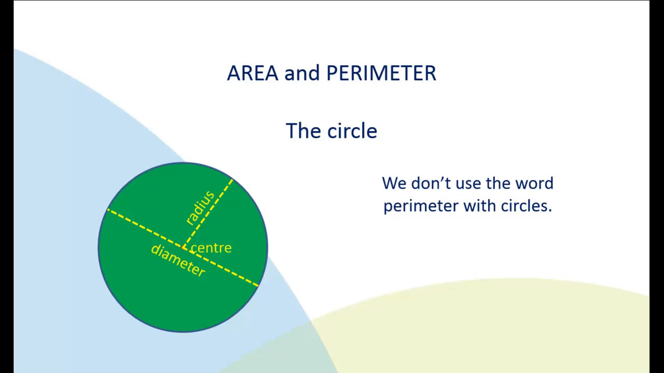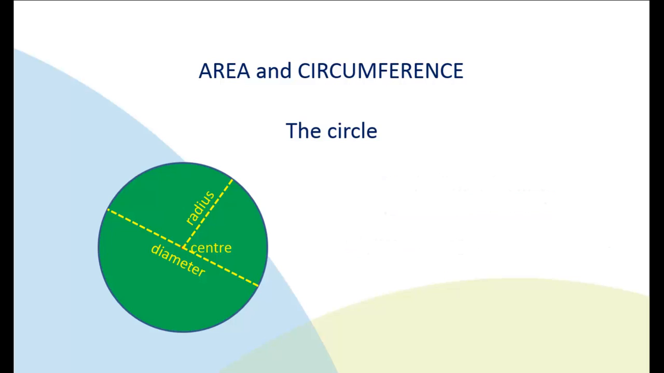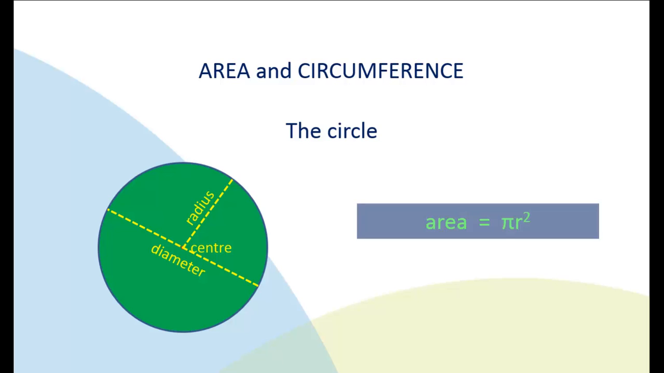Now we don't use perimeter with circles, we use a different word. We use the word circumference, and there it changes at the top as well. So with circles we talk about area and circumference. And we've got a couple of formulae which we need to know. They don't give you these in exams, they do give you other formulae, but they never give you these.